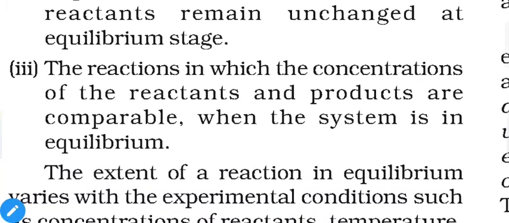And last, the reaction in which the concentrations of reactant and product are comparable when the system is in equilibrium. That means we can say a 50-50 condition, almost the same concentration of reactant and product, or it may be 60-40 or 70-30 or even 80-20 type ratio, 80% reactant and 20% product, or 20% reactant and 80% product, but still we can easily measure the concentration of both of them. Then it falls in the third category.